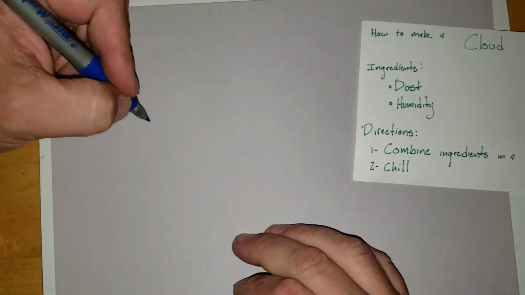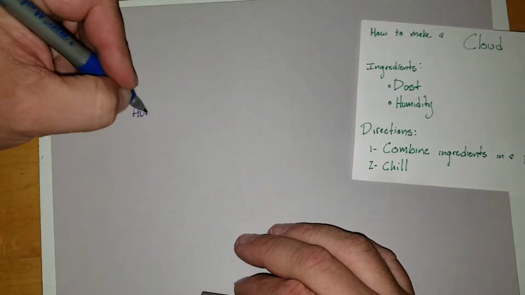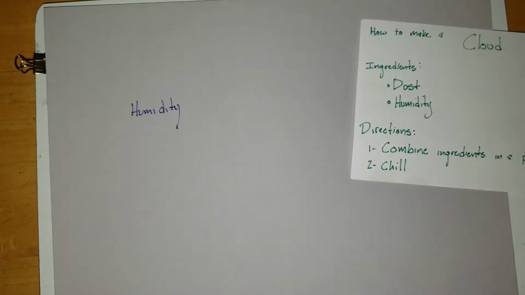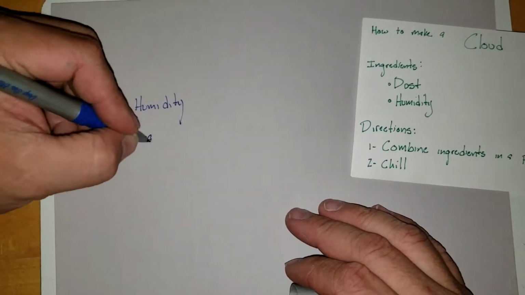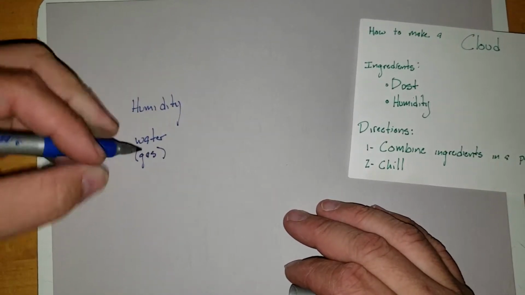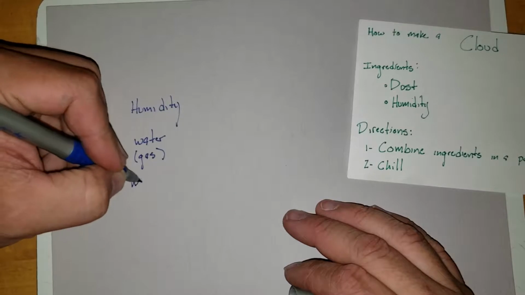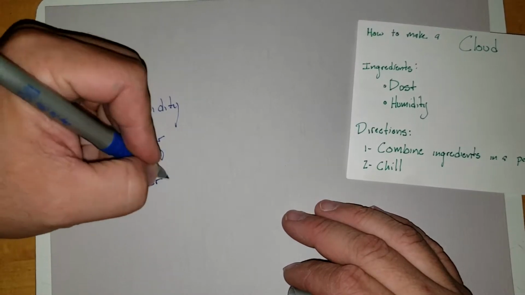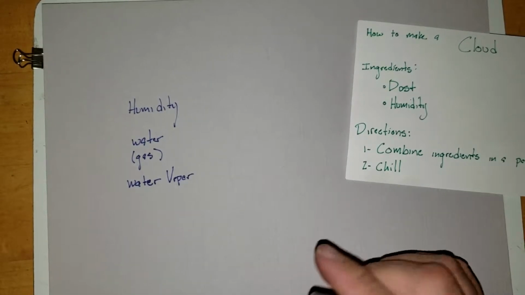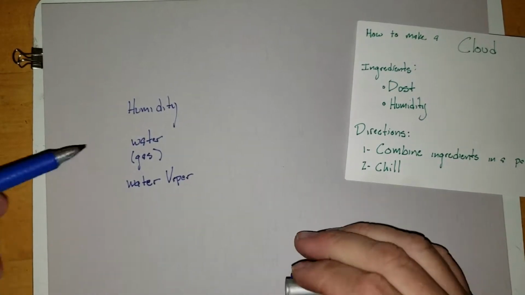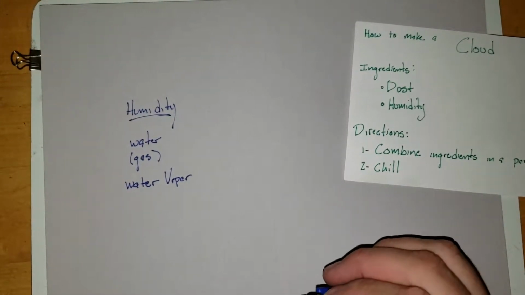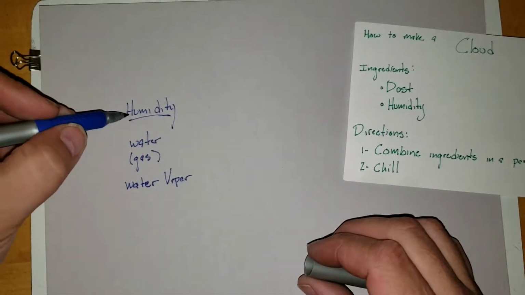The first thing that we need is humidity. Humidity is going to be water as a gas, and we call water as a gas water vapor, right? So we've got water as a liquid, that's going to be water. We've got water as a solid, that's going to be ice. Here's water vapor, and we refer to water that's floating around in the atmosphere as humidity.